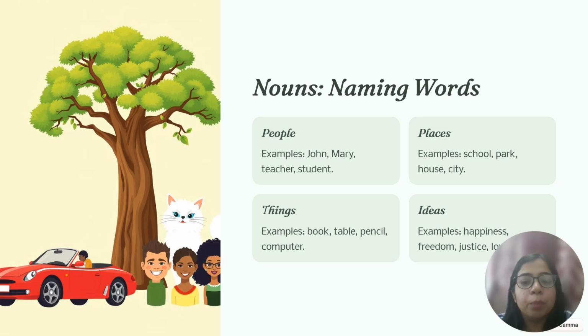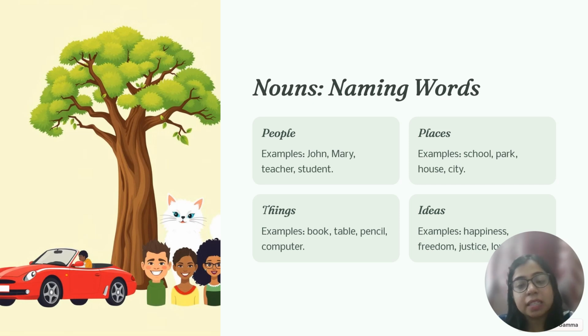Now coming to things. For example, book, table, pencil. When we say book, it is a common noun. We are not naming which book it is. Now if we say The Kite Runner, then that is a proper noun because we are naming the thing.